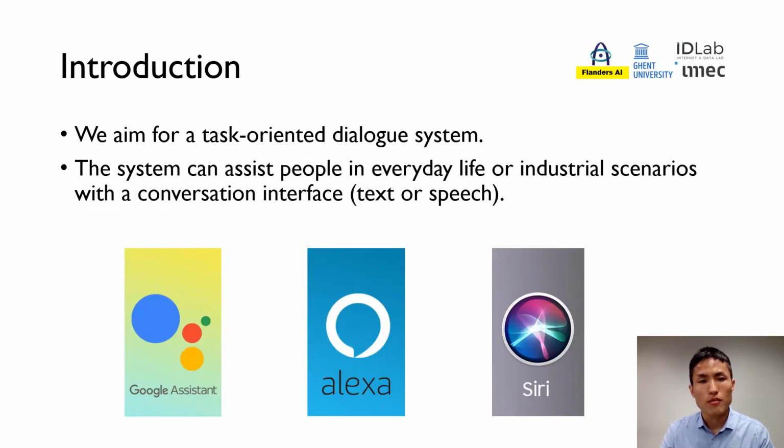I suppose that most of you must be familiar with one of the products below, like the Amazon Alexa or the Apple Siri. They can help you to do a lot of very cool things, like playing music or scheduling your calendar. They are all designed to help people accomplish a specific goal. So that's why we call them task-oriented dialogue systems.